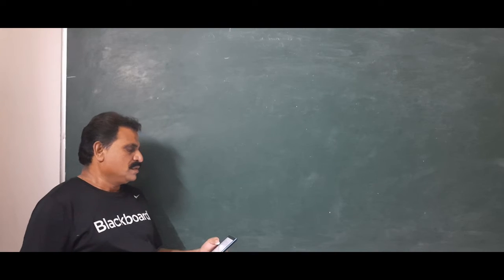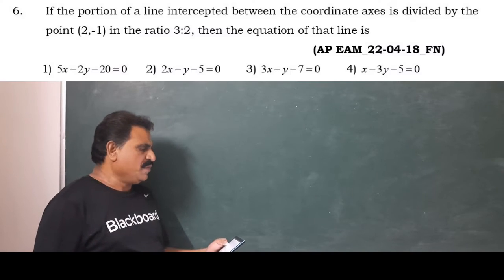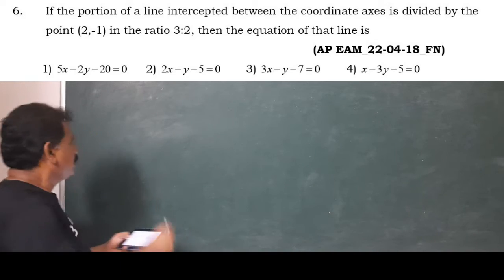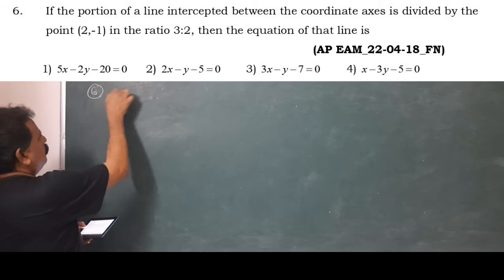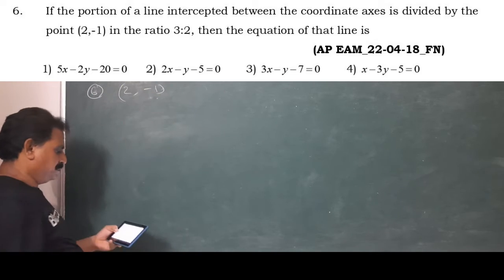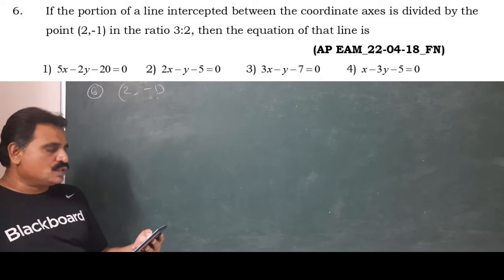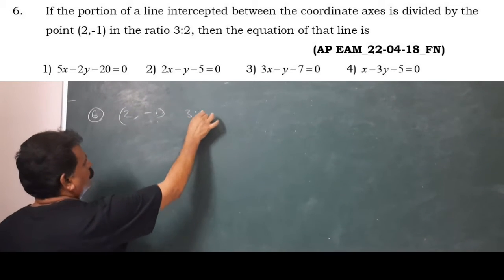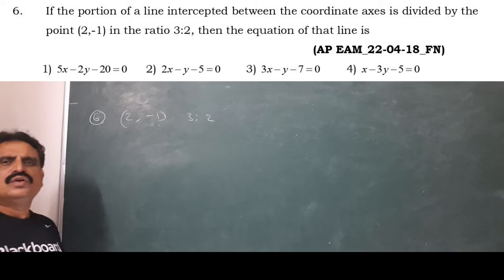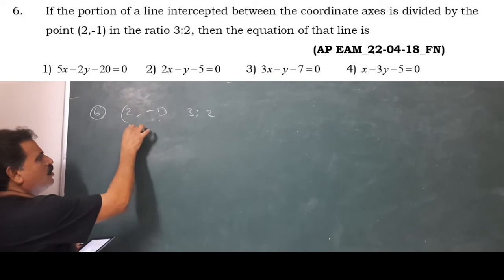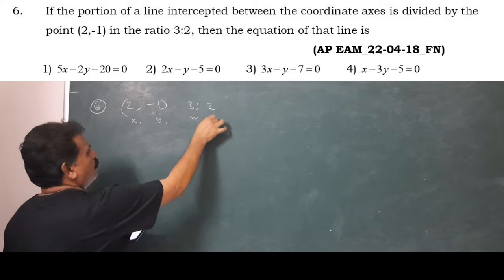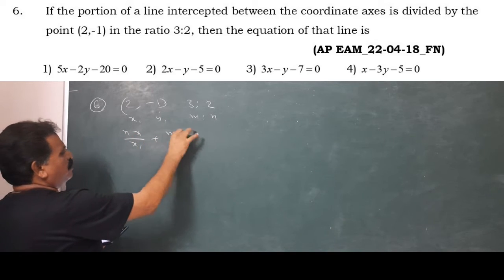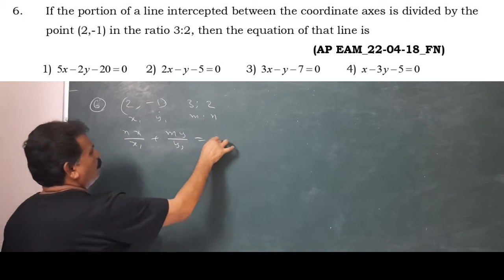Next question, question number 6. If the portion of a line intersected between the coordinate axes is divided by the point 2, minus 1 in the ratio 3:2, then find the equation of that line. Look here, for such type of question we have a formula. It is x1, y1 and the ratio m is to n. So the line equation is n x by x1 plus m y by y1 equal to m plus n.